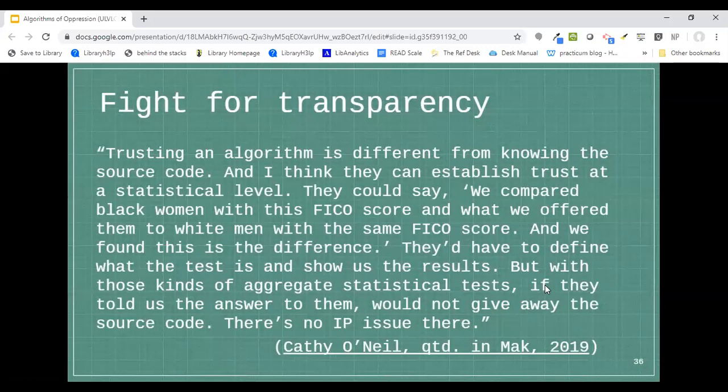And then finally, just fighting for transparency in general. Trusting an algorithm is different from knowing the source code. Cathy O'Neil, again, the author of Weapons of Math Destruction, says, when we fight for transparency, a lot of companies will say, oh, we can't tell you, it's our proprietary algorithm. But we're not really asking them to expose the raw algorithm to us. We're asking them what things are taken into account so that we can understand how the inputs become the outputs, but not down to the code level.